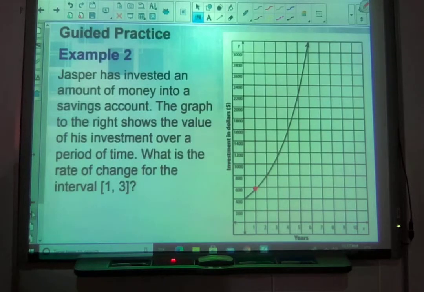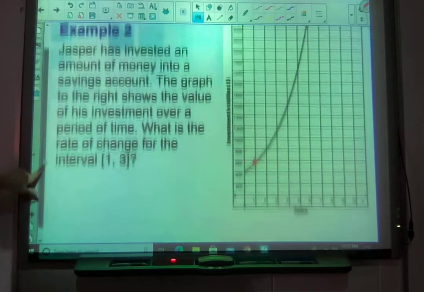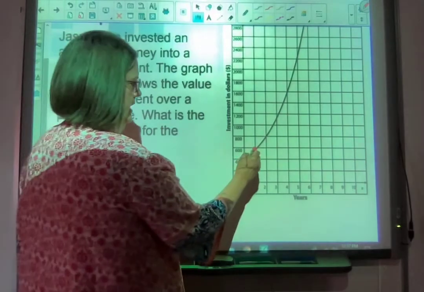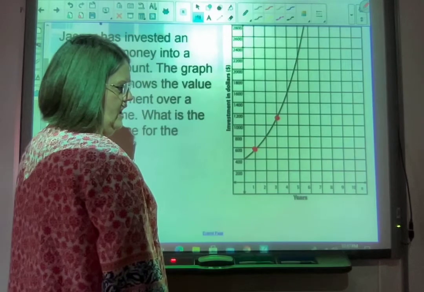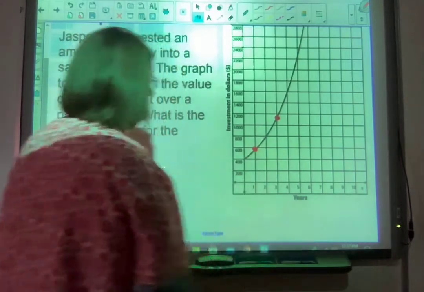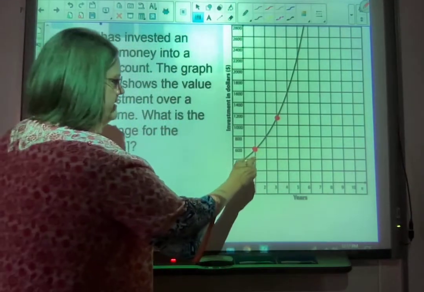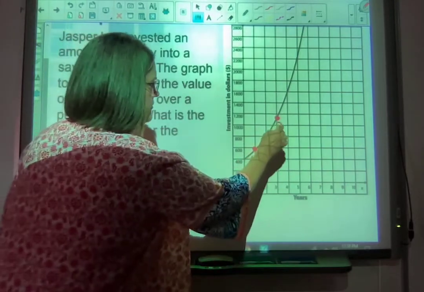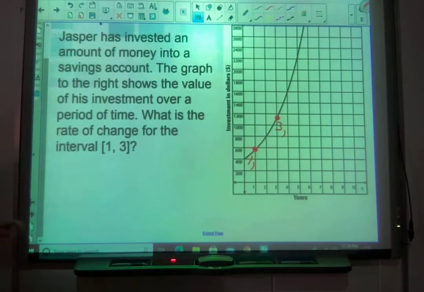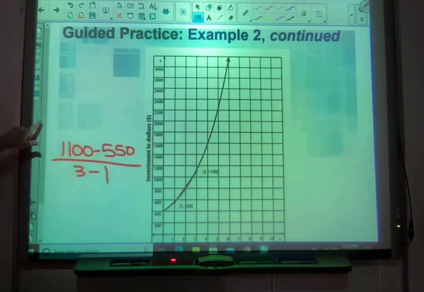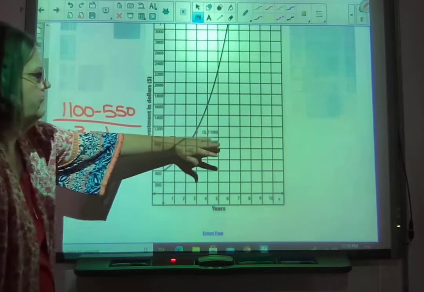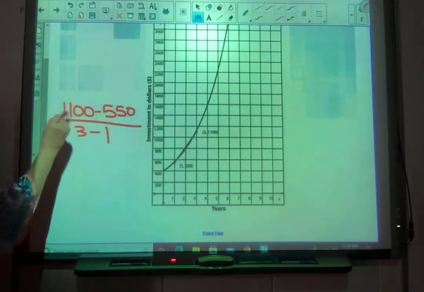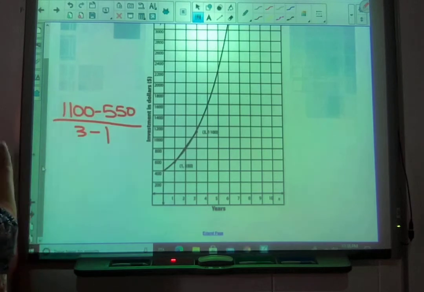Now, if you're looking at a graph, you just look at what they tell you. They tell you over the interval of 1 to 3. So you find 1 on the graph, you find 3 on the graph, and you estimate those values. Okay, my next slide has them estimated. But you want to estimate, this is 1 and some number, this is 3 and some number. Now they gave us, for 1 we have 550, for 3 we have 1100, so we do 1100 minus 550 over 3 minus 1.